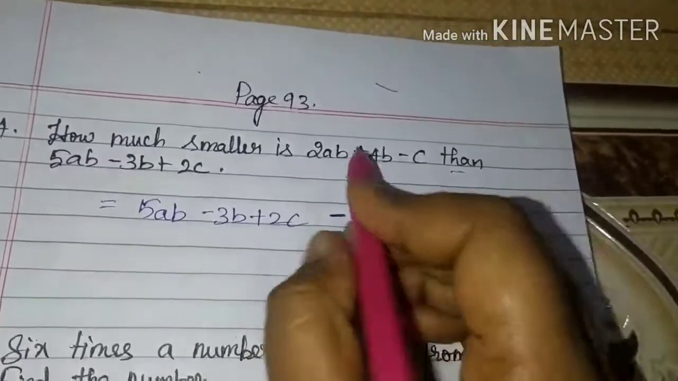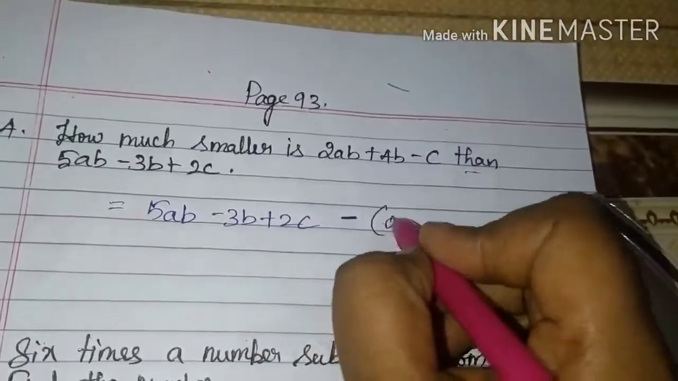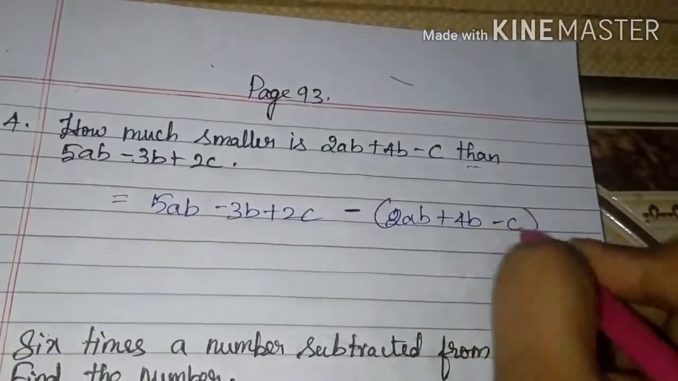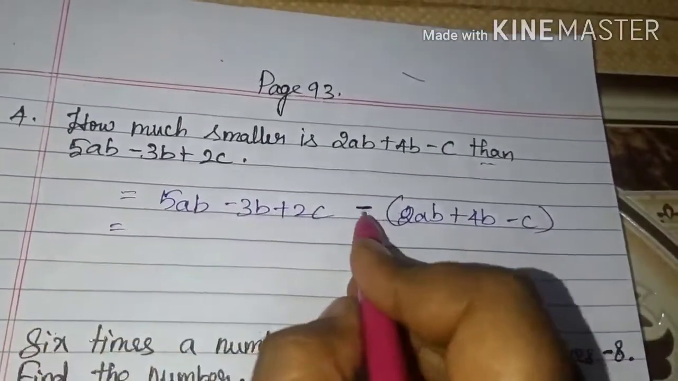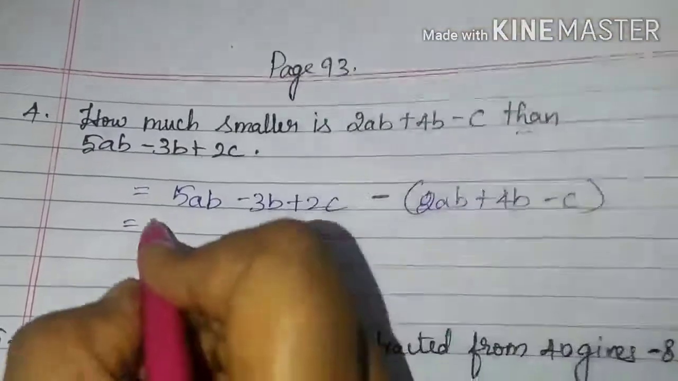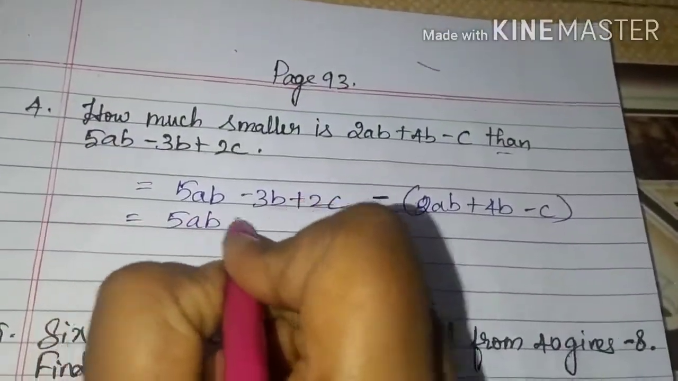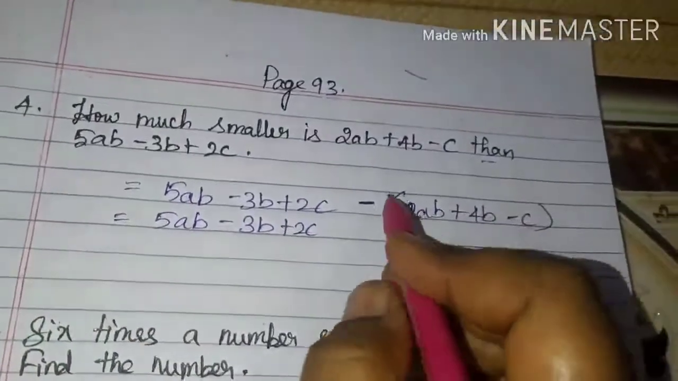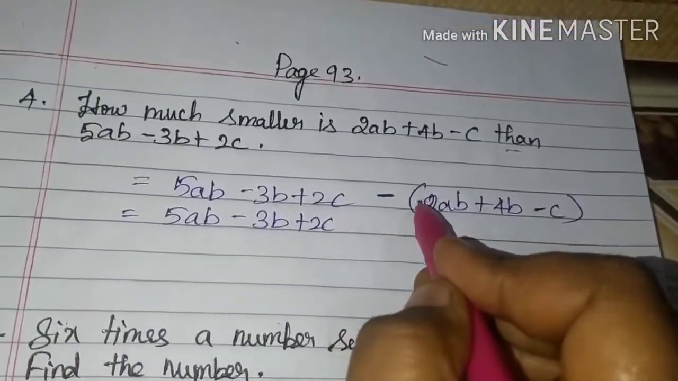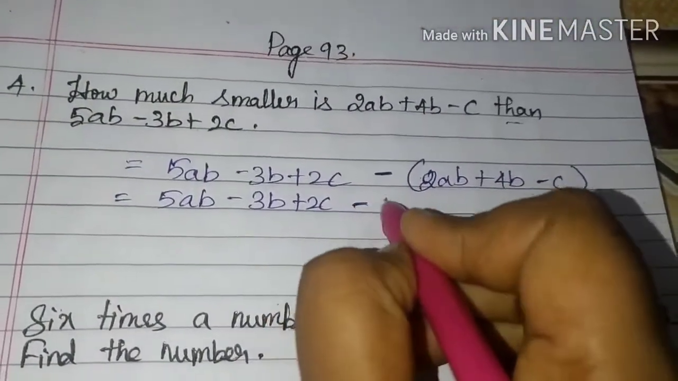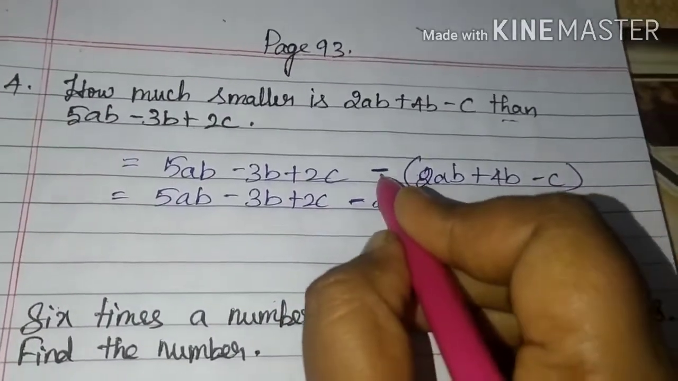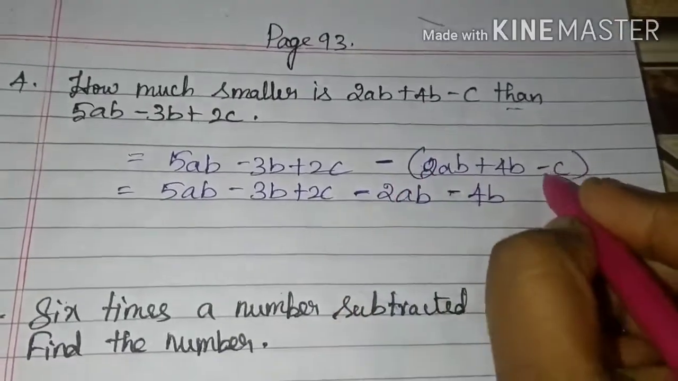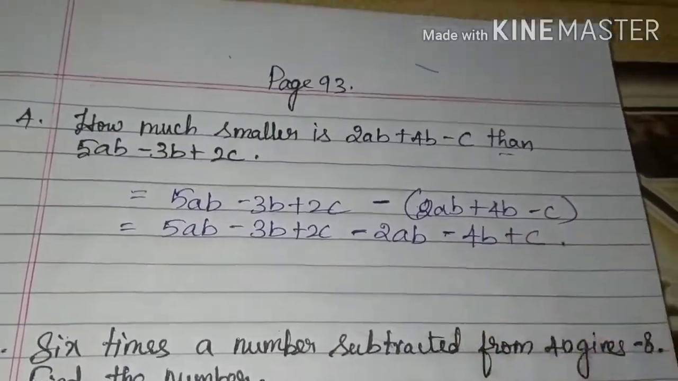So minus sign கொடுத்துட்டு, so 2ab plus 4b minus c. So what you want to do children? This minus want to multiply with this 3 terms. So 5ab as usual you write 3b plus 2c. This 3 terms not get any change. So minus here plus. Minus into plus is minus 2ab minus plus. So minus 4b minus into minus is plus c.